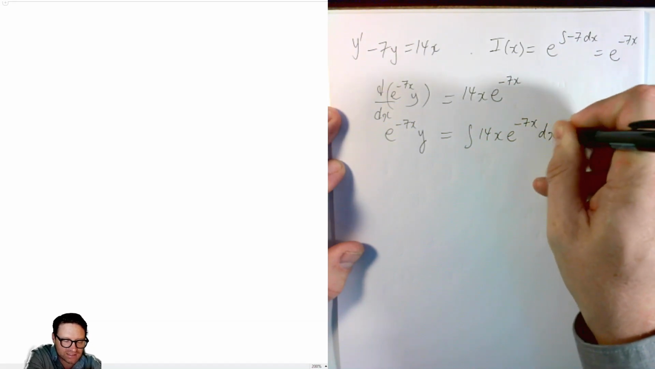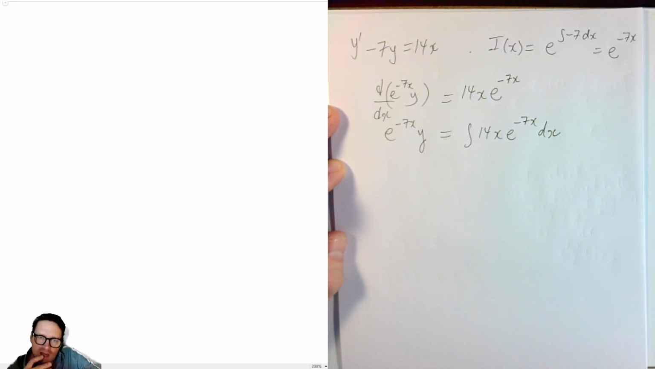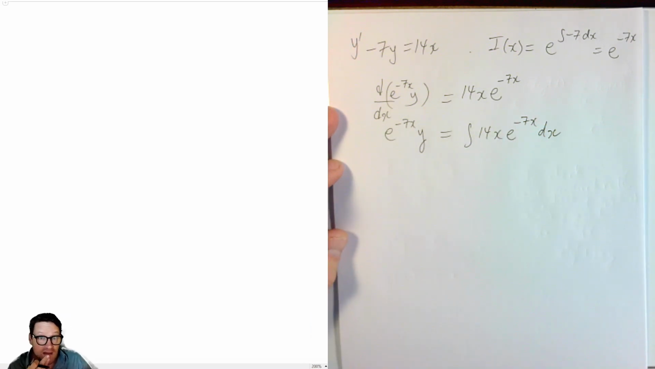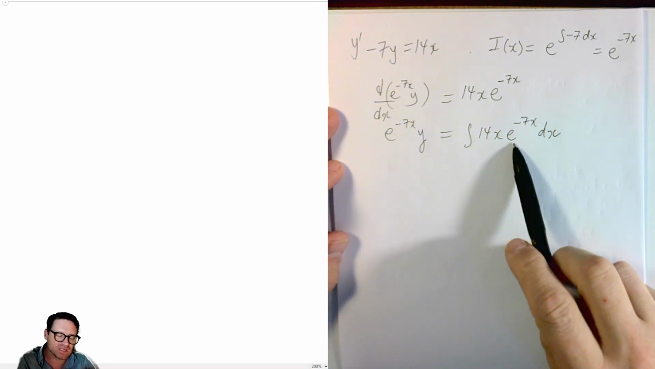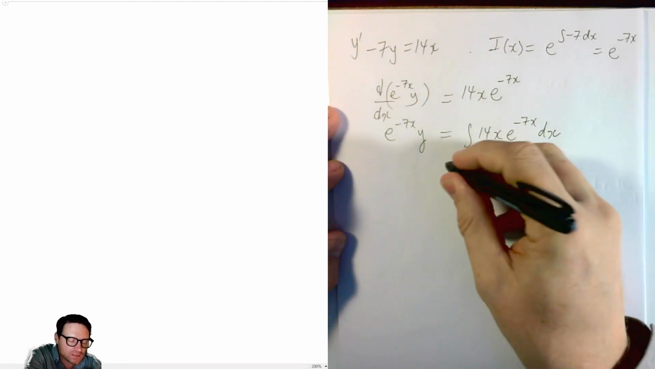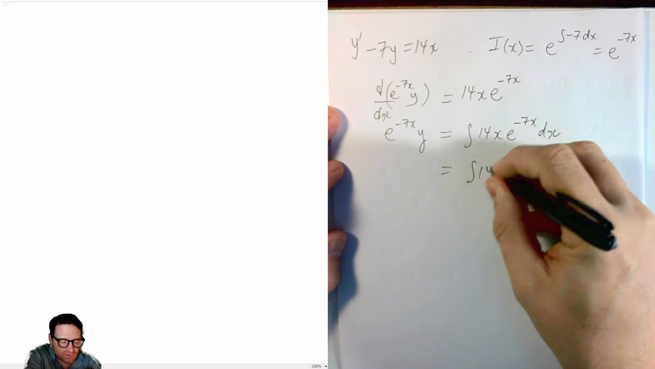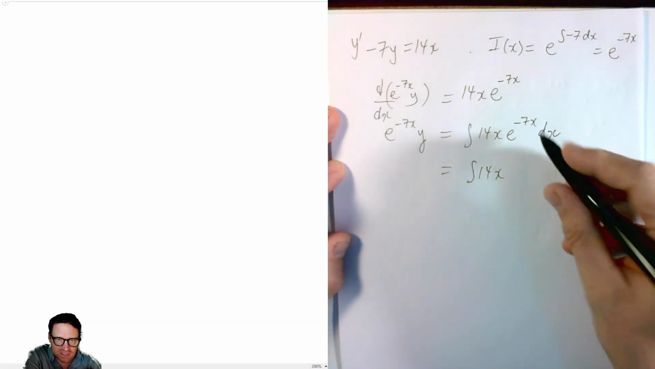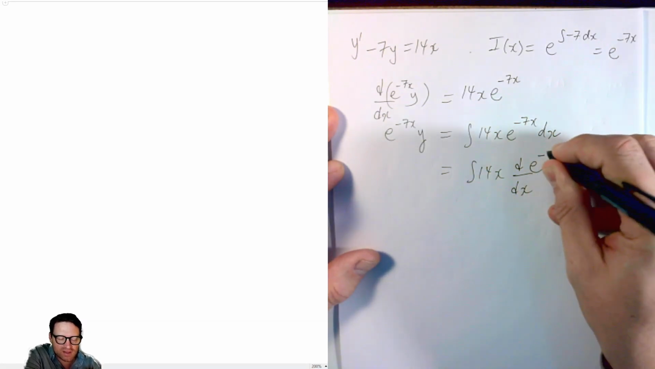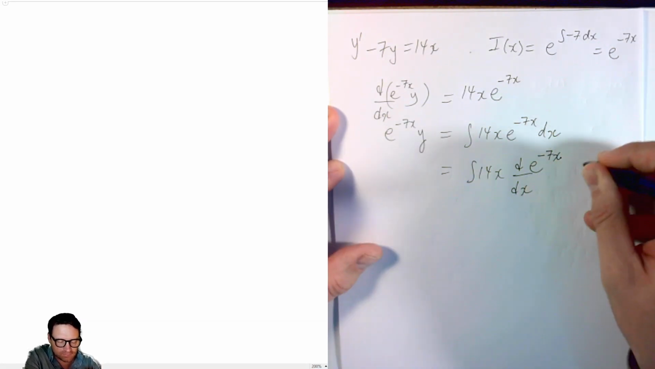with respect to x. Now it looks like we need to use integration by parts here because we have a product of two things. And so to do that, what we need to do is transform this e to the minus 7x into a derivative. So let's do that. We have the integral of 14x. Now let's transform this into a derivative. I'll just put in a derivative and then I'll compensate.